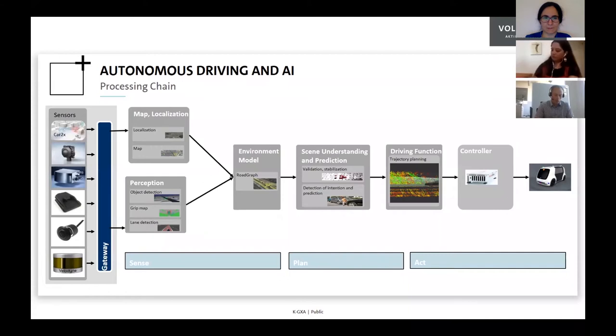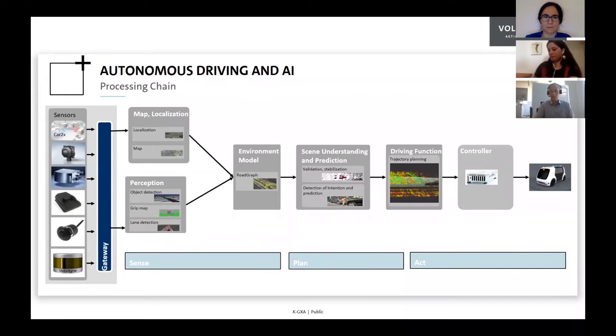So here, what comes next is sometimes called the scene understanding or the planning of the other objects. You need to understand where in the close future there will be free space for your car and where there won't be, and what the other objects are doing, and if I do something, how this affects the behavior of the other objects in the scene.